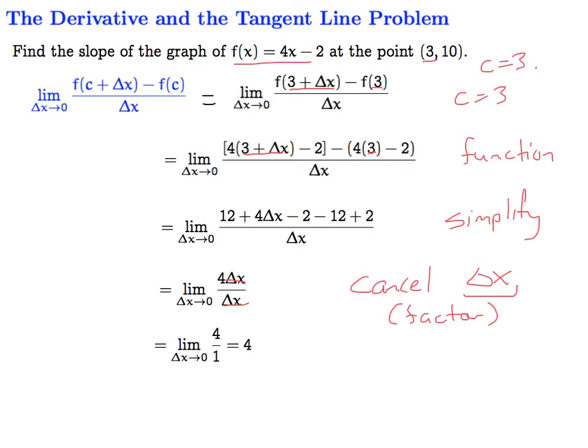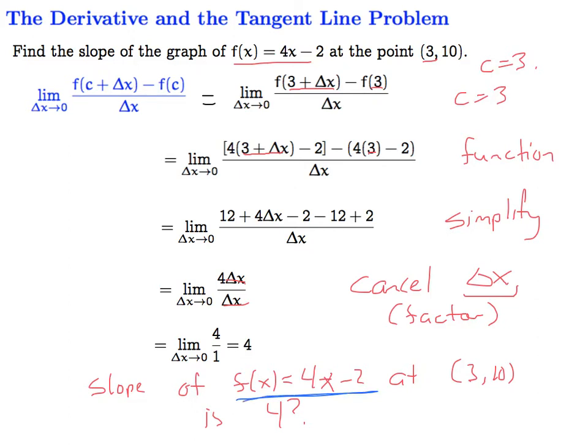So the question is, does this make sense? Does it make sense to say the slope of f of x equals 4x minus 2 at 3, 10 is 4? Well, I hope it makes sense to you, because we just calculated the slope of a straight line, and the slope of a straight line sure is 4.